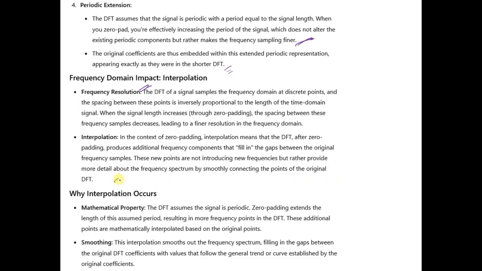Okay. Why interpolation occurs? It is the mathematical property. The DFT assumes the signal is periodic. Zero padding extends the length of this assumed period, resulting in more frequency points in the DFT. These additional points are mathematically interpolated based on the original points. And lastly, the smoothing. The interpolation smooths out the frequency spectrum, filling in the gaps between the original DFT coefficients with values that follow the general trend or curve established by the original coefficients. Okay. So the underlying thing is that we are not adding any additional coefficients.